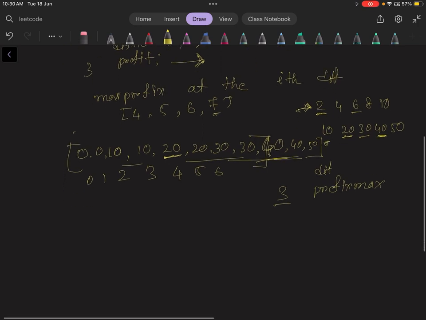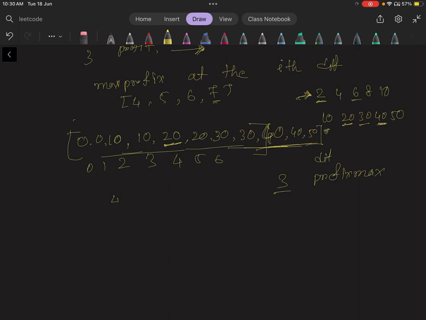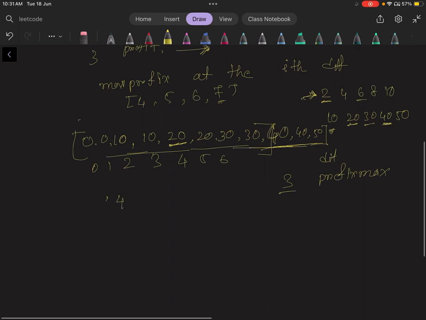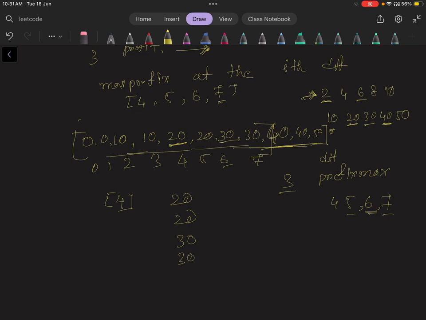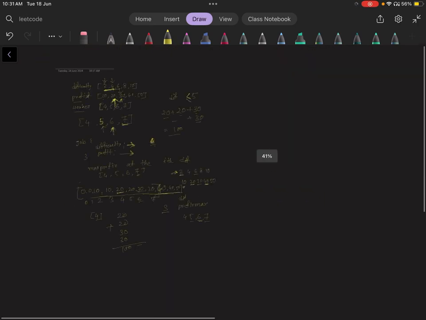Once we can form this maximum profit array, we can easily check for each worker. If the worker has the 4th difficulty, we check the maximum profit at the 4th level, and we are getting 20. Next, the workers we have are 4, 5, 6, 7. At level 5 we are getting a profit of 20, so again we add 20. Next we have 6, where we are getting the profit of 30, and 7 also gives a profit of 30. We add all those and we get 100. So this way we can do this.